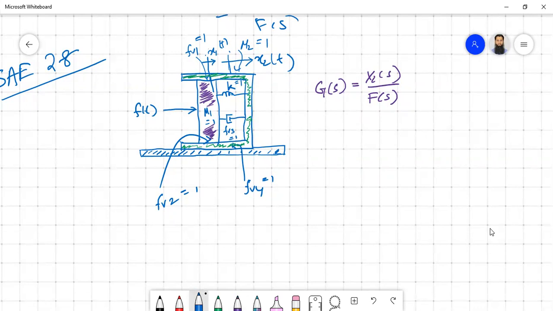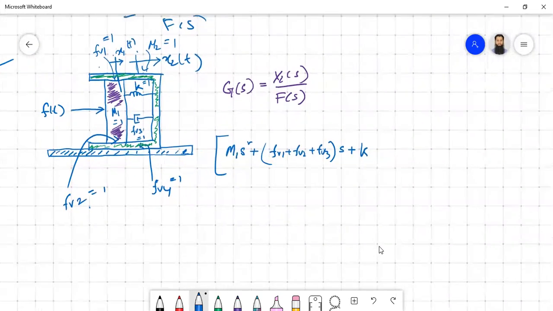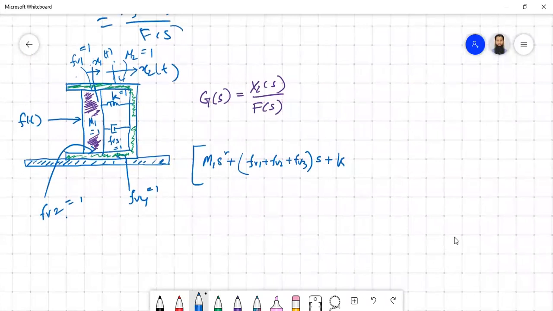So for M1, first loop, M1 s square plus all the friction associated with this one, as well as this one. So 3 frictions: FV1 plus FV2 plus FV3, times s, plus 1 constant, spring constant K, times X1(s).